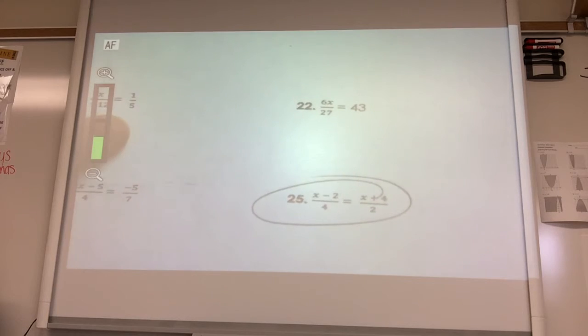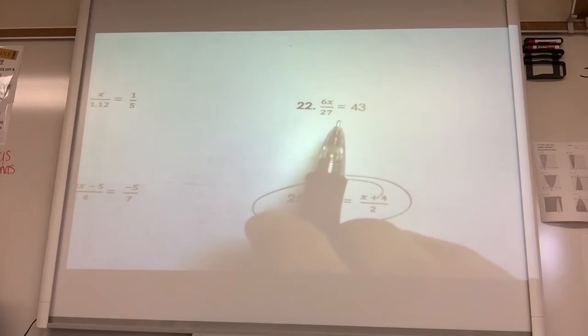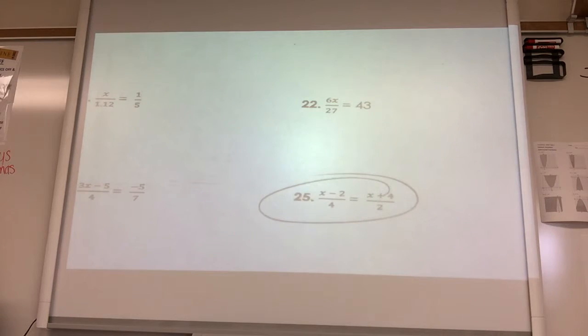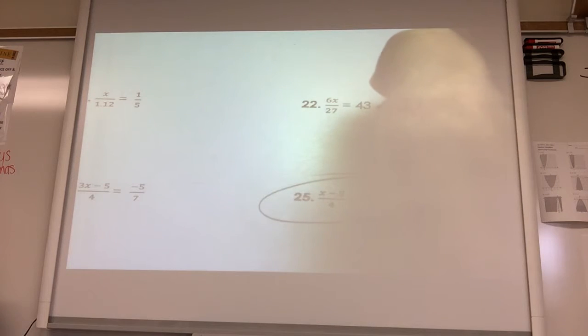Now the idea, guys, when you look at 22, I think it's just familiarity. You guys just need to be doing more algebra to get used to seeing something like this because it's not that difficult. I'm trying to solve for x, right? I'm trying to get x by itself. What's happening to the x right now? It's being multiplied by what and divided by what? Being multiplied by 6, being divided by 27. So how do I get rid of divide by 27? Yeah, I need to multiply each side by 27.